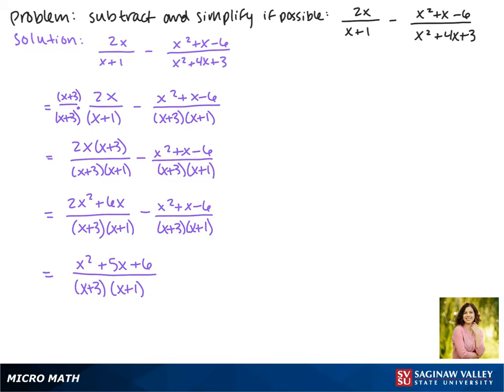Now we can factor the numerator and see if anything can cancel. The factors of 6 that make 5 are positive 3 and positive 2. And then in the denominator, we have x plus 3 times x plus 1. A factor of x plus 3 will cancel from the numerator and denominator. And we get x plus 2 over x plus 1 as our final answer.